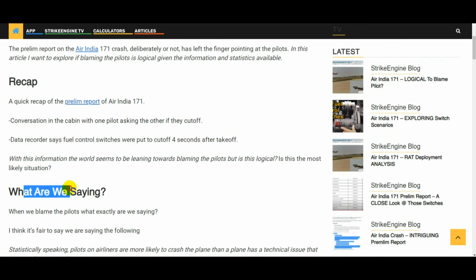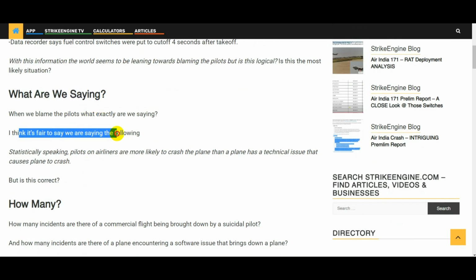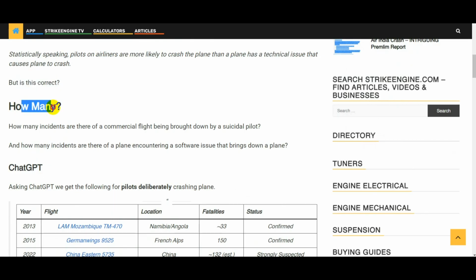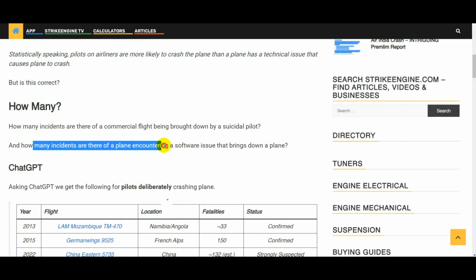So what exactly are we saying when we blame the pilots? I think it's fair to say we are saying the following. Statistically speaking, pilots on airlines are more likely to deliberately crash a plane than a plane has a technical issue that causes a plane to crash. But is this correct? So let's look at the numbers. How many do we have of each type of incidents? How many incidents are there of commercial flights being brought down by a suicidal pilot? And how many incidents are there of a plane encountering a software issue that brings down a plane?